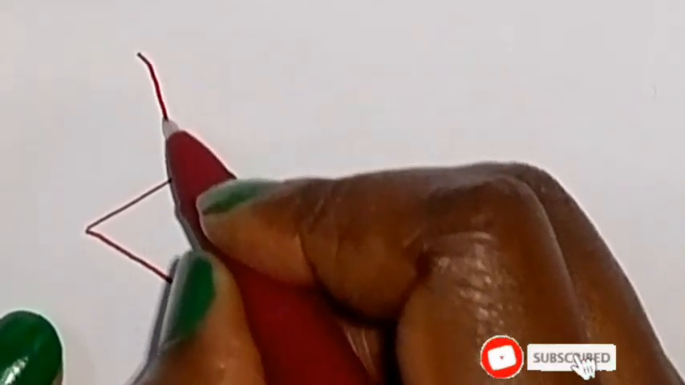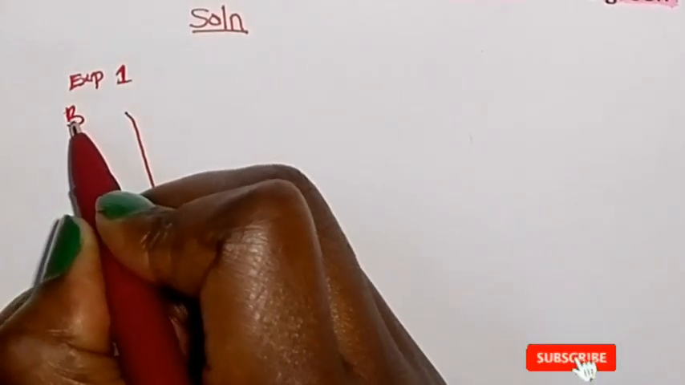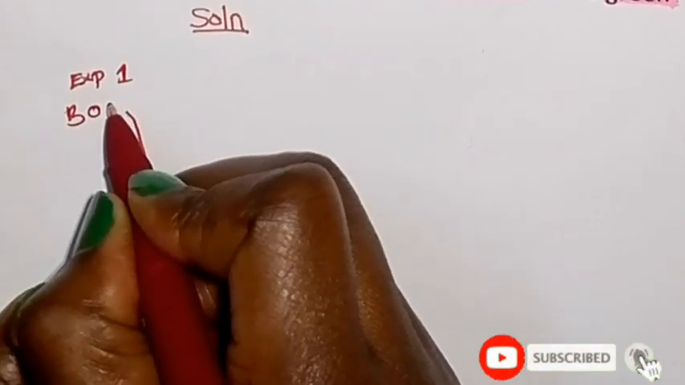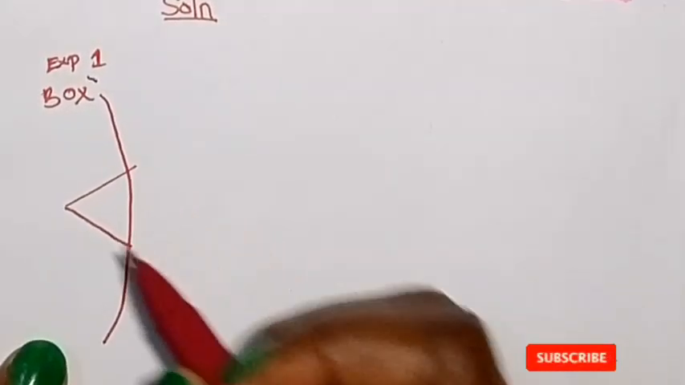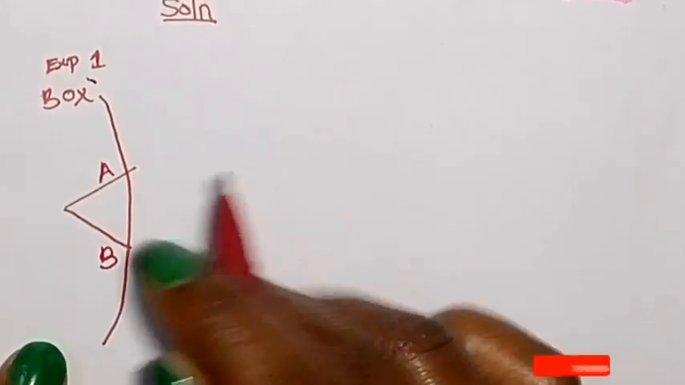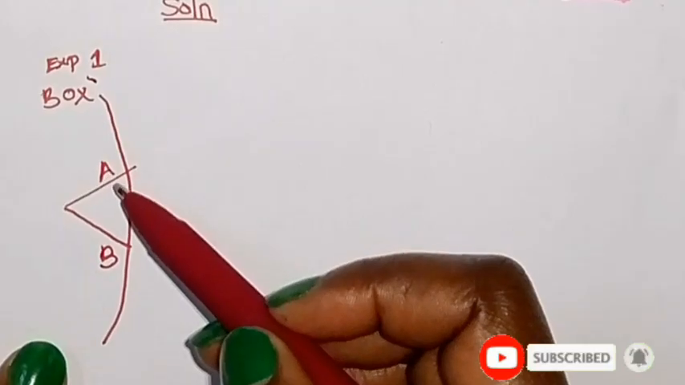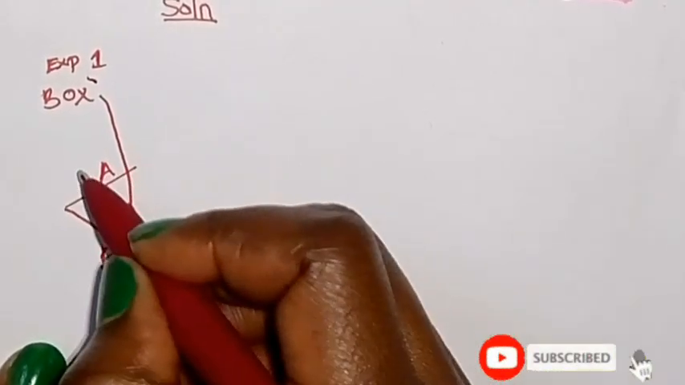So experiment 1, we are choosing a box, whether it is A or B. So total possibilities are 2, and choosing A is a half.